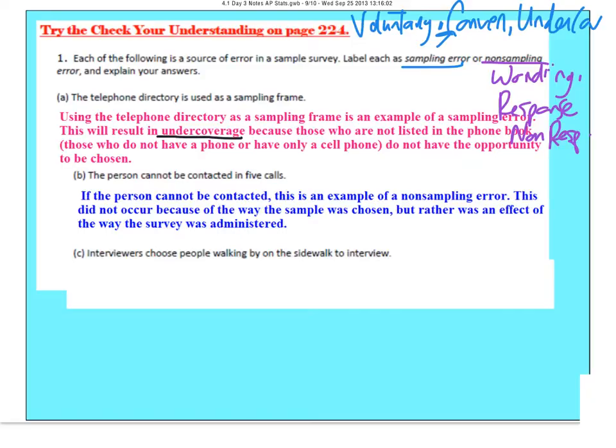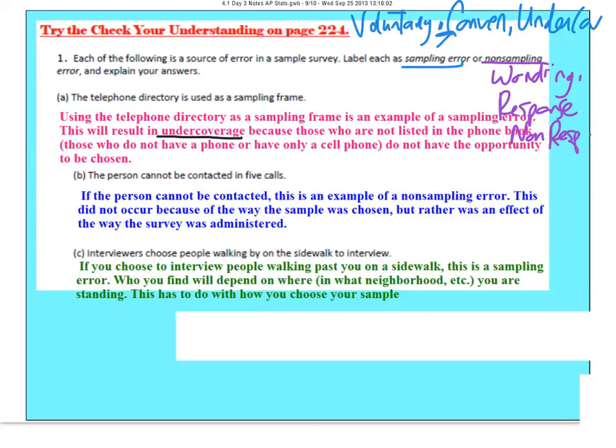Part C. An interviewer chooses people walking by on the sidewalk to interview. Sampling or non-sampling? This is clearly the design of the study, and this is a sampling error in that it's a convenient sample. If you choose people walking past you on a sidewalk, this is considered a sampling error. Who you find will depend on where you are, where you're standing. This has to do with how you chose your sample, not how the sample was actually carried out. So this is a sampling error of a convenient sample.